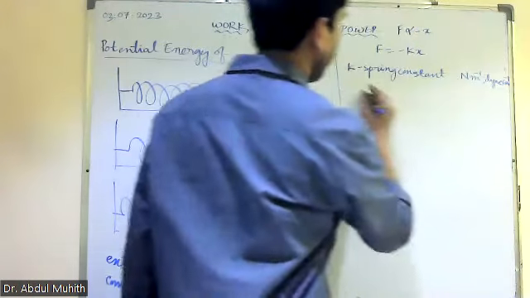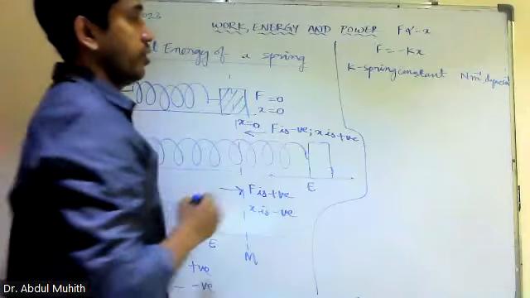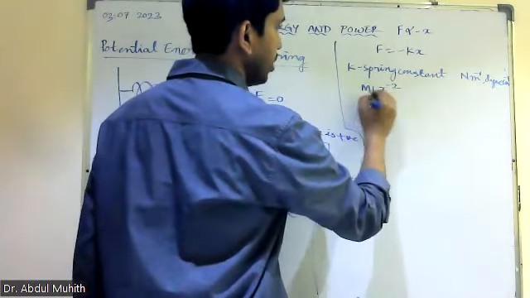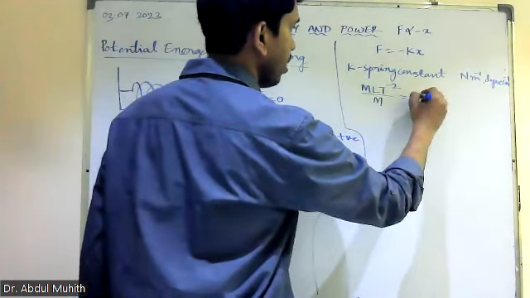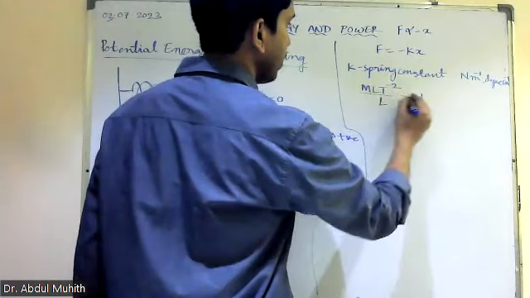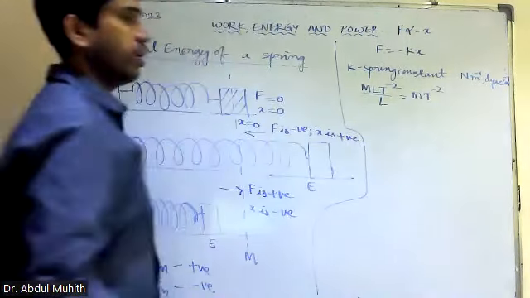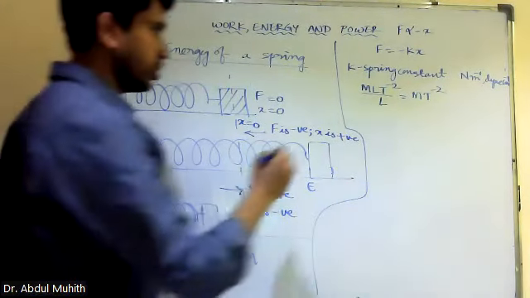And what is the dimensional formula? Can anyone say? Newton means M L T to the power of minus 2, divided by meter. So that will become M L by L, meter means L, so M T to the power of minus 2. This is the dimensional formula. Clear?